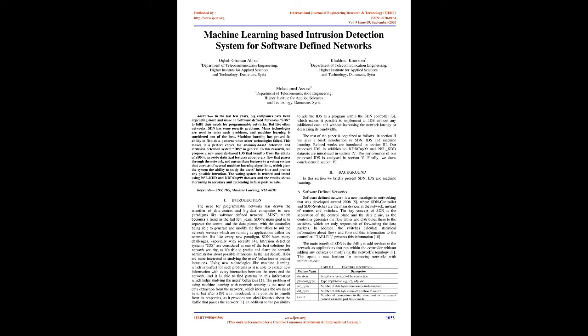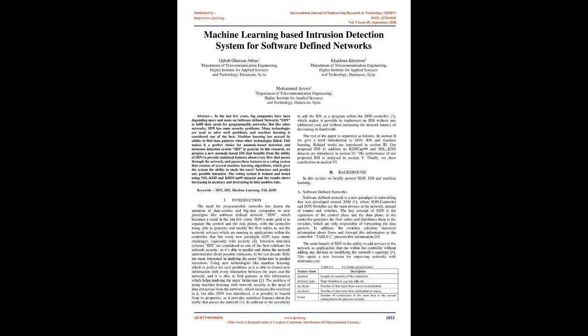The problem of using machine learning with network security is the need for data extraction from the network, which increases the overhead in it. But after SDN was introduced, it is possible to benefit from its properties, as it provides statistical features about the traffic that passes the network, in addition to the possibility to add the IDS as a program within the SDN controller, which makes it possible to implement an IDS without any additional cost, and without increasing the network latency or decreasing its bandwidth.